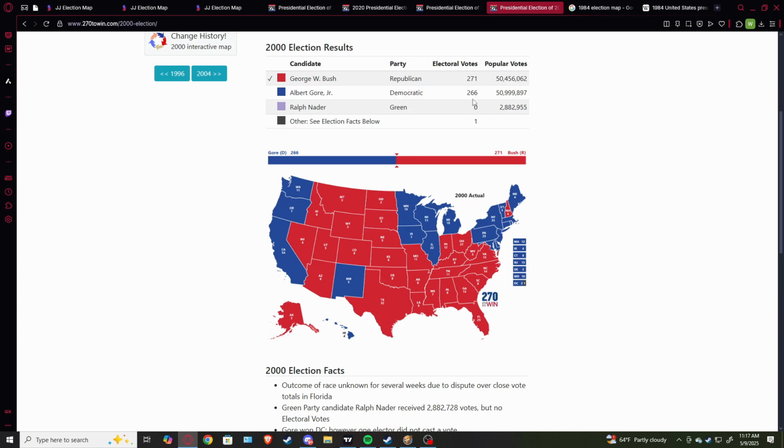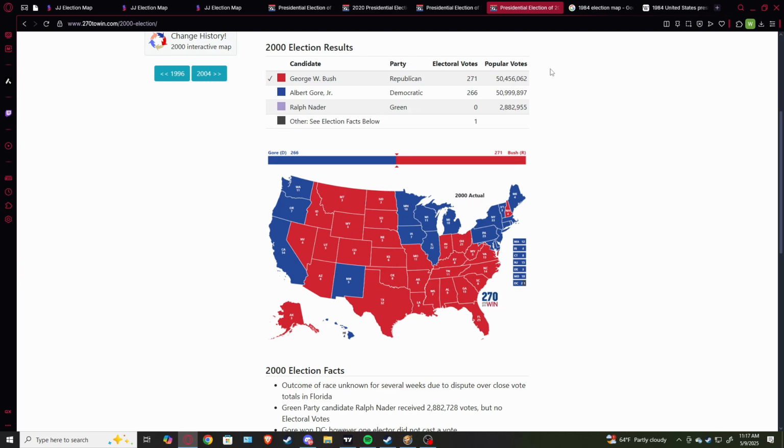271 electoral votes to 266, so 5 electoral votes. That is the opposite of a massive victory. It is very close. And it's even closer if you know about Florida in this election. George Bush won Florida by only 500 something votes. And so you see that even though Bush won the electoral vote, he lost the popular vote by about 500,000.